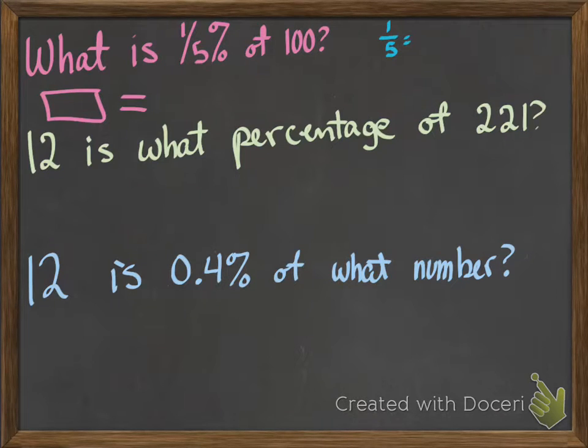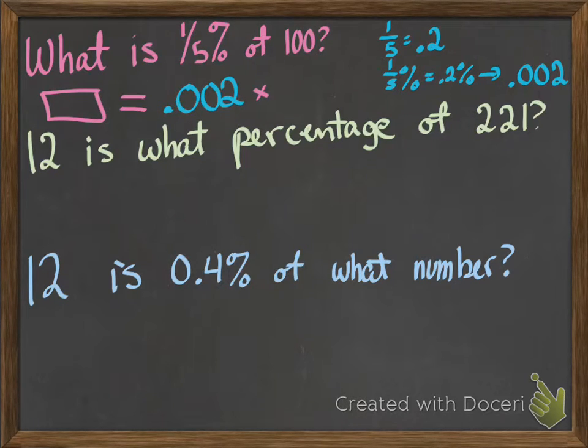I know 1/5 is equal to 0.2. So 1/5% must be equal to 0.2%. But we just talked about in the last problem that we can't use percentage. We got to put it as decimals. So 0.2% is 0.002. So 1/5% is 0.002. Now of means multiplication, 100 means 100. Just multiply 0.002 times 100 gives me 0.2.